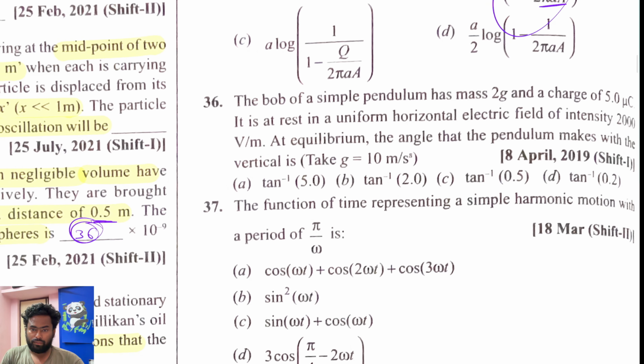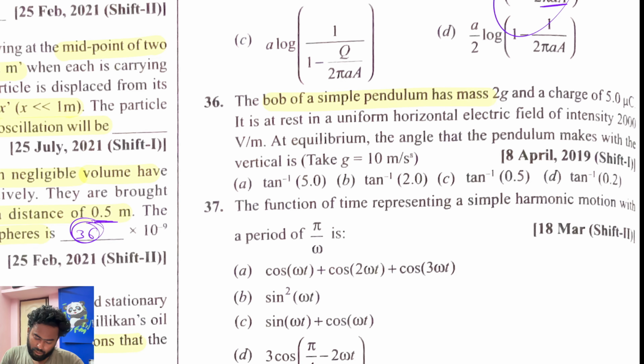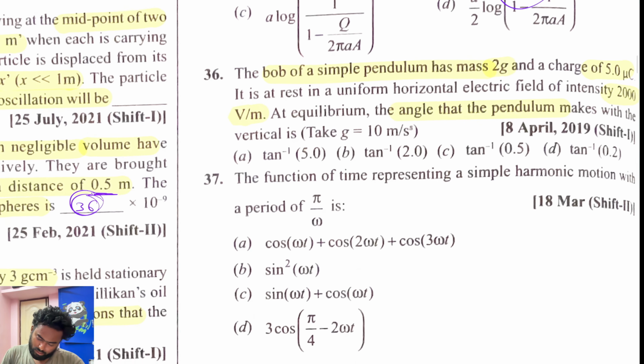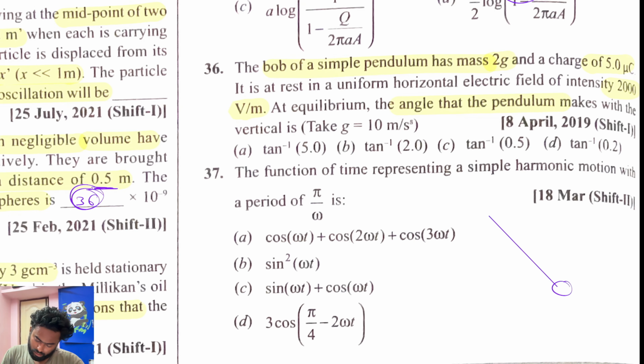Okay, next question. The bob of a simple pendulum, mass 2 gram, charge 5 microcoulomb, rests in a uniform electric field of intensity 2000 volt per meter. At equilibrium, the angle that the pendulum makes with the vertical is, okay, something like this. So this angle will be theta that it is making with the vertical, with mg downward.